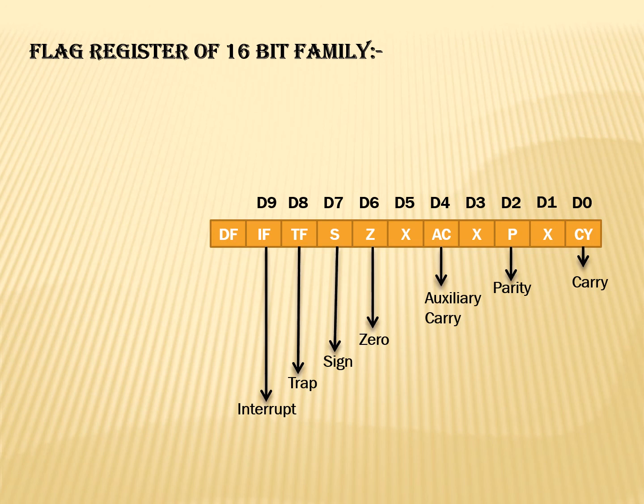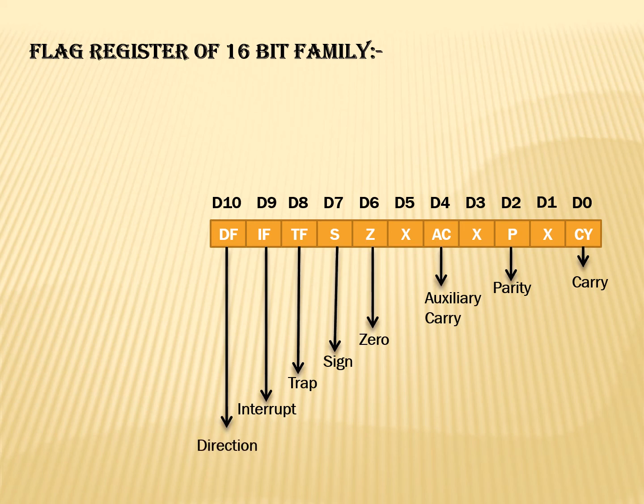DF flag, direction flag. Direction flag is also an interesting flag. It is used in string instructions, that is whenever you want to process a string of data from higher to lower or from lower to higher, at that time the direction flag plays a very important role. If it is set, that means the processing is done from the higher memory location to the lower memory location. If it is reset, it will be done from lower to higher. That is the function of the direction flag.